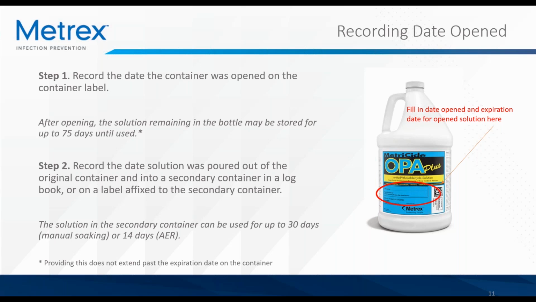To determine the correct expiration date, you can count 75 days on the calendar, or if you're a little more tech savvy, you can ask Siri or Google the question, "What is the date 75 days from today?" And Google or Siri will provide you the correct expiration date to write on the bottle. Noting this information on the bottle label or on your own log sheet is important if you won't be using the entire gallon at one time.